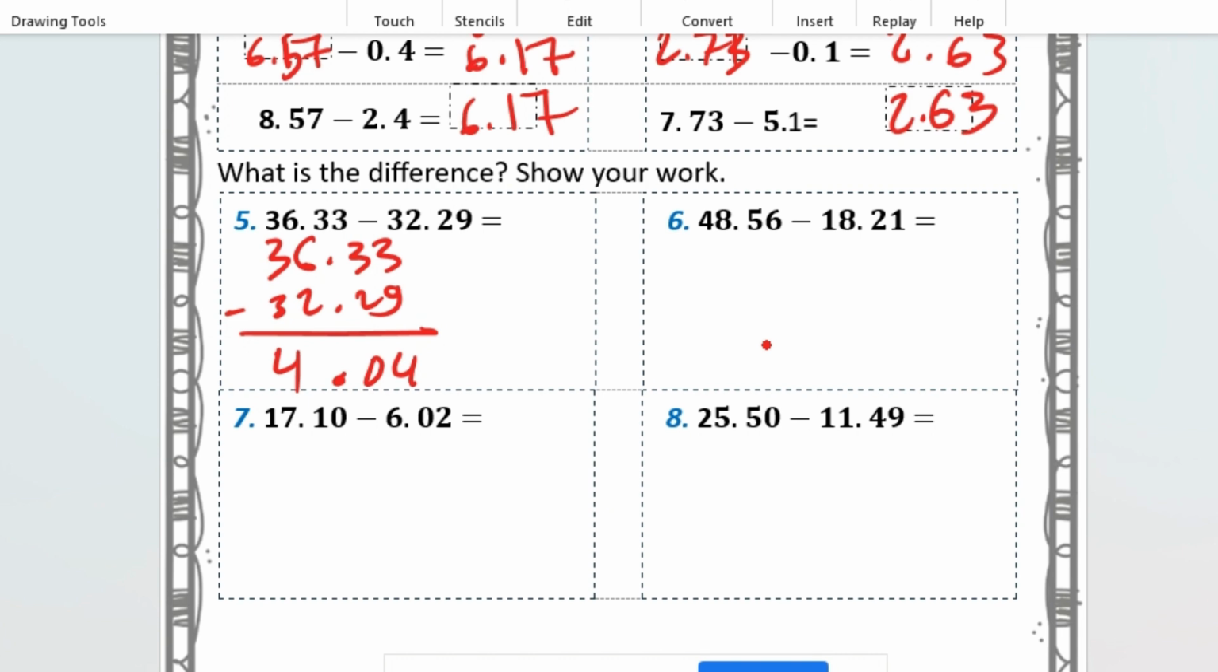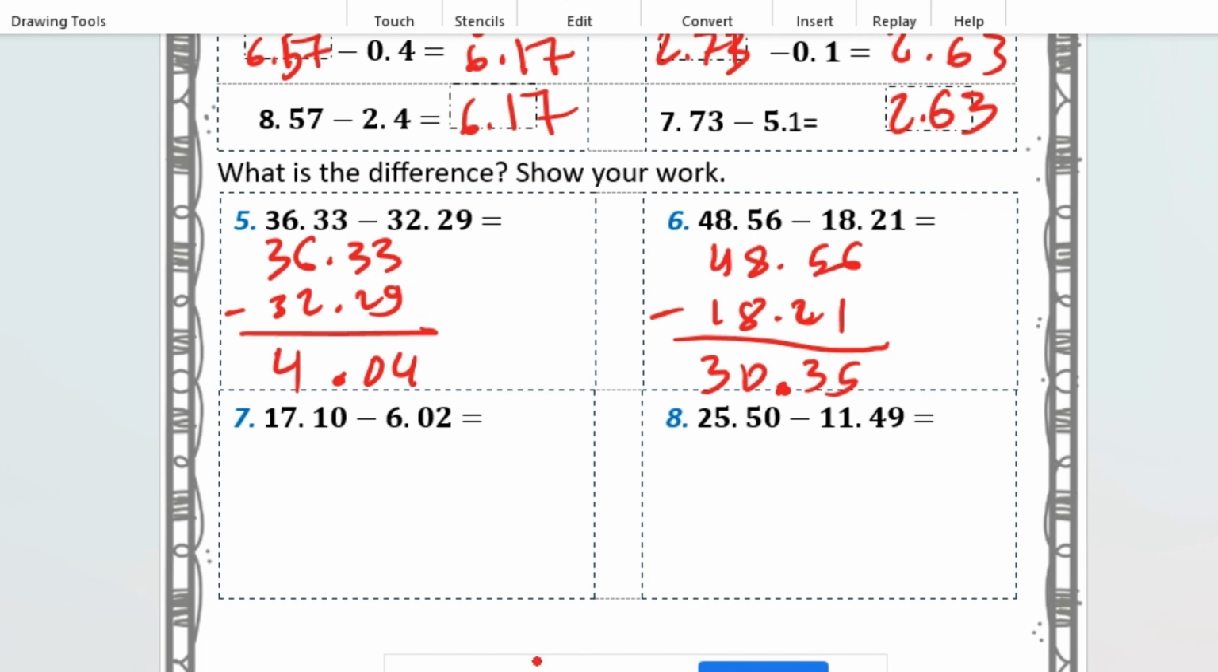So we just line the tens with the tens, the ones with the ones. We line the decimal points, the tenth with the tenth, and the hundredth with the hundredth, and we just subtract normally. So here this is 48.56 minus 18.21. This will be what? 6 minus 1 is 5. 5 minus 2 is 3. We put the decimal point down. Now 8 minus 8 is 0. 4 minus 1 is 3. So the answer is 30.35.